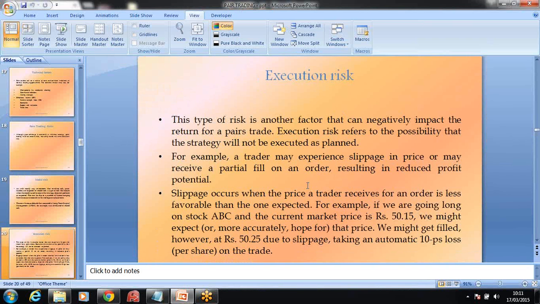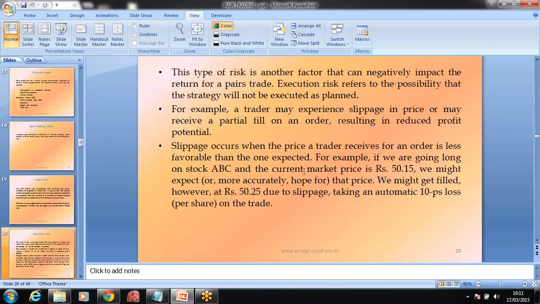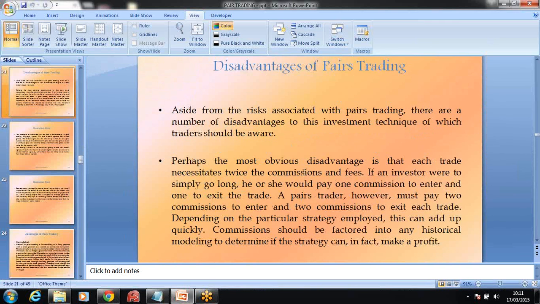And the execution risk. This is another risk we usually face in case you are doing intraday. There are slippages. Let's say I want to buy ALBK at 106.75, and I place my trade, but I don't get that price. I get it at 106.70. So that 5 paise I have already lost. That is nothing but slippage. These are execution risks, which usually happen when there are no volumes or there are high frequency trades happening, so you will not get your exact price. So these are the two risks that we have. We have some disadvantages in pair trading.